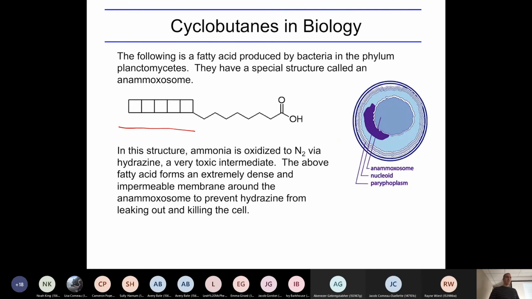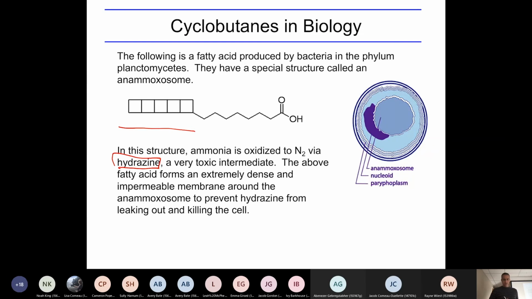Cyclobutanes have high strain. They're actually really hard to make in the lab. They're one of the hardest types of rings to make, but we have ways of making them. Biology knows how to make them. This is a fatty acid that's found in a certain type of bacteria, and they have a special structure. They have an organelle, I guess you'd call it, called an anammoxosome. And the anammoxosome has hydrazine in it, and hydrazine is a super toxic chemical. It's like NH2 single bonded to NH2. Very, very toxic for living things and cells, but it needs it.